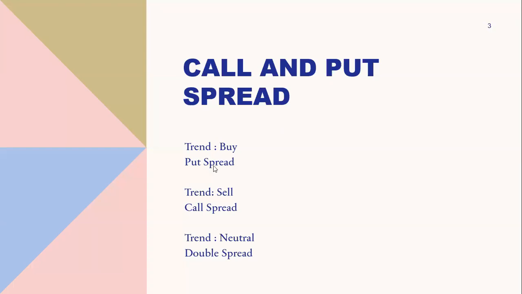Say, for example, the trend is bullish. Suppose bullish means the market keeps on going higher and higher. In that case, what we will do is sell on the opposite side, that is, the put side.